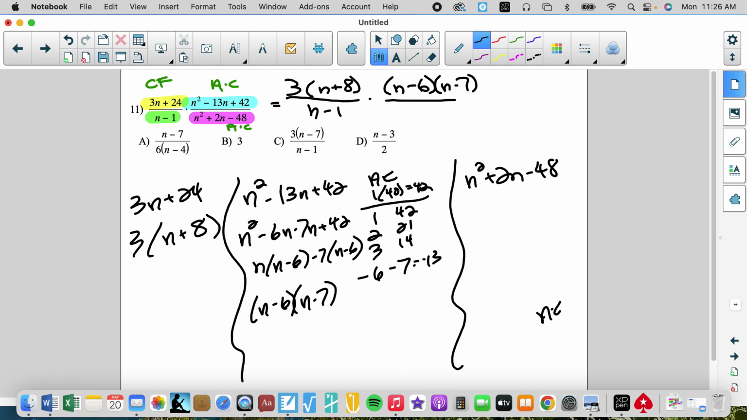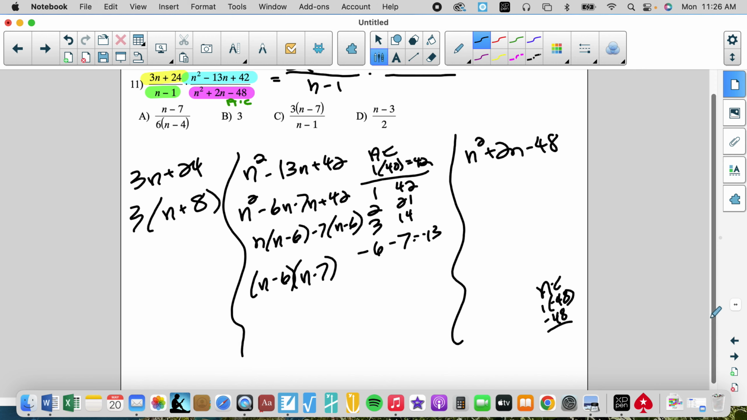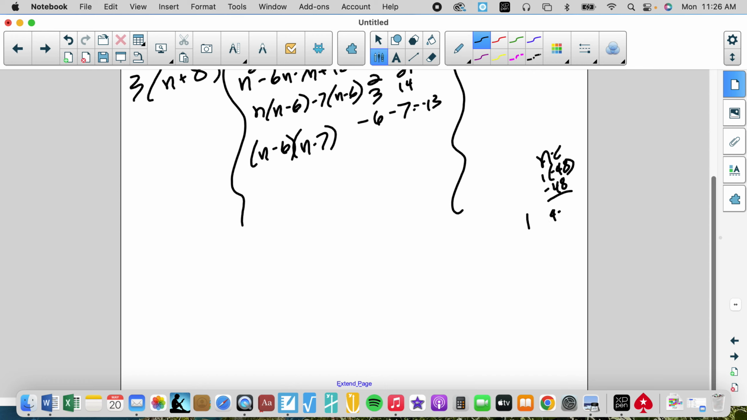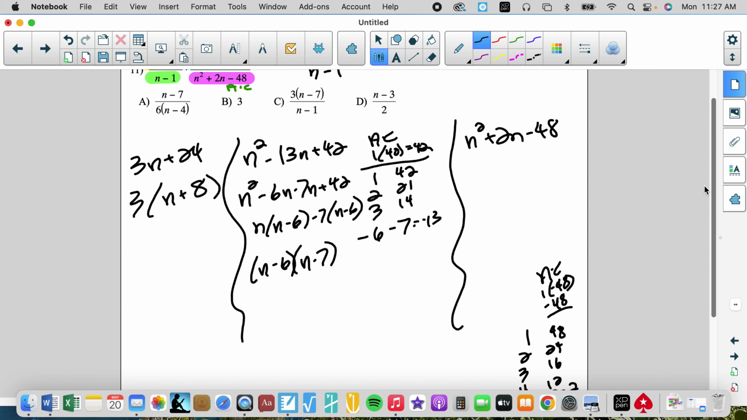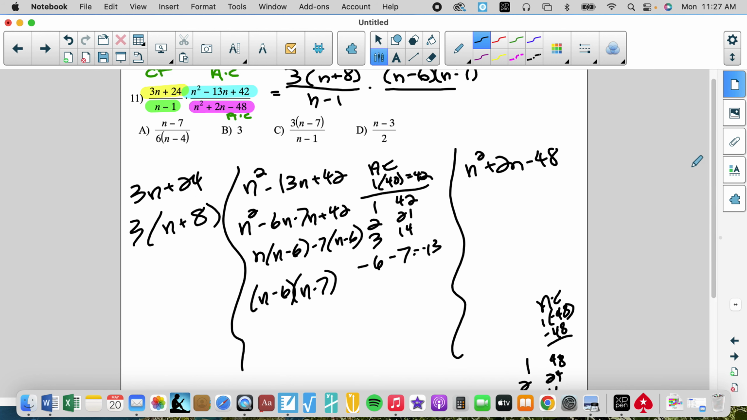A times c, a is 1, c is negative 48. Factors of negative 48 are 1 and 48, 2 and 24, 3, yes, 3 and 16, 4, yes, 4 and 12, 5, no, 6, yes, 6 and 8. Signs are different, bigger's positive, so negative 6, positive 8.